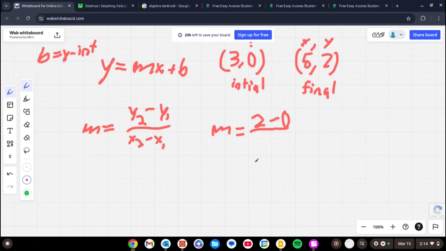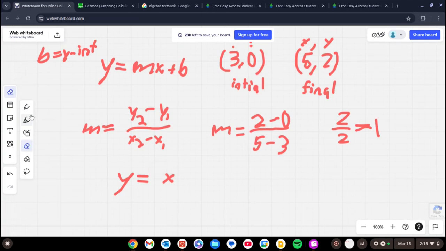The final x term is 5, and the initial x term is 3. So let's just subtract. You get 2 over, oh, look at that, 2. So actually our slope is 1. So we can imagine this equation being 1x, or you can just write it as x, because it'd be x times 1, which is just x, plus b.